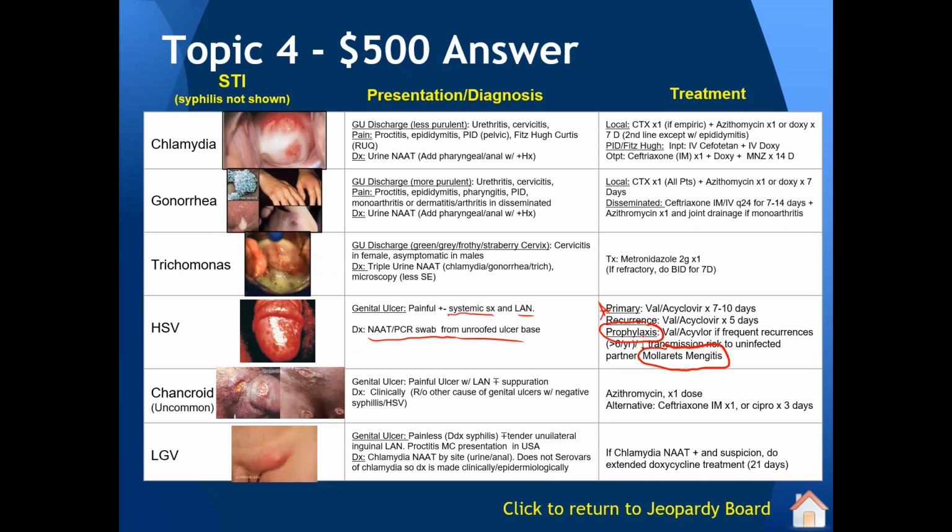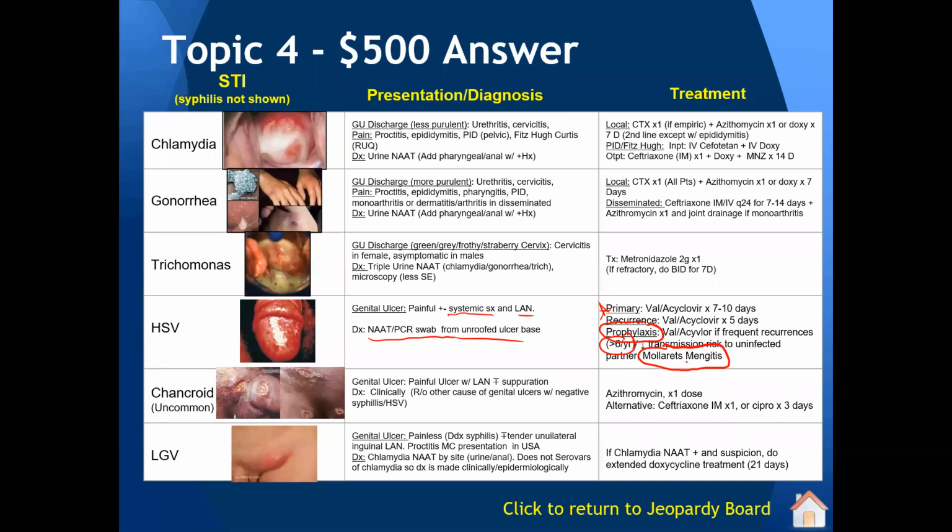And you're really going to do this either if they have frequent recurrences, which they say is like every 2 months, greater than 6 a year, or if they have an uninfected partner who is seronegative for it, and you don't want them to give it to their partner. These patients may be on prophylaxis for life. So that's kind of why you might put them on prophylaxis.